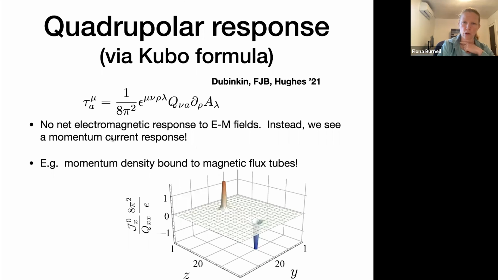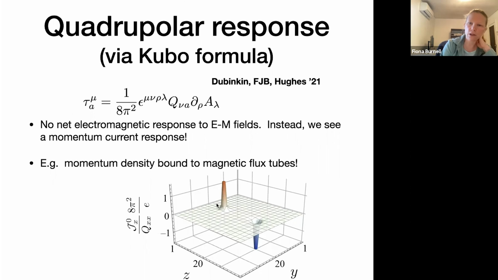Sorry, somehow these two slides got mixed up. So indeed, when we apply electromagnetic fields, we don't see a net current or net charge response, but we actually see a response in the momentum current or momentum density, okay?